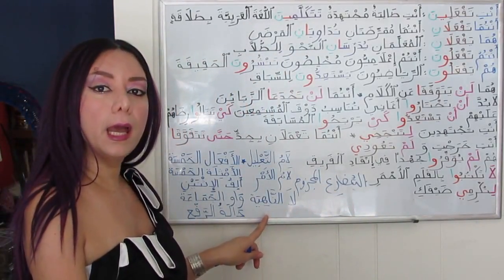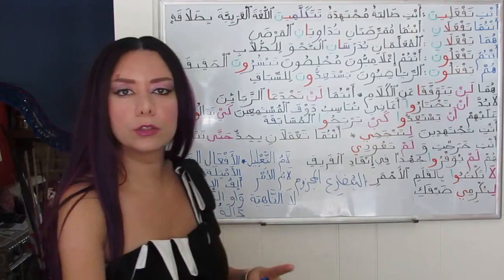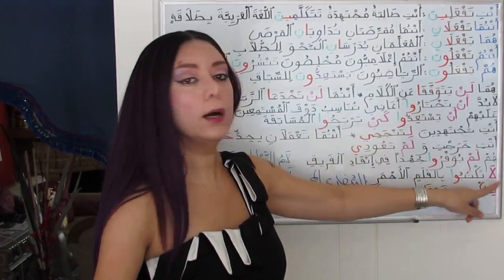And la of prohibition. La الناهية, like do not. La الناهية, not. So as follows, the case will be in the jussive, which means that the omission of the noon is the sign of the accusative and jussive cases.